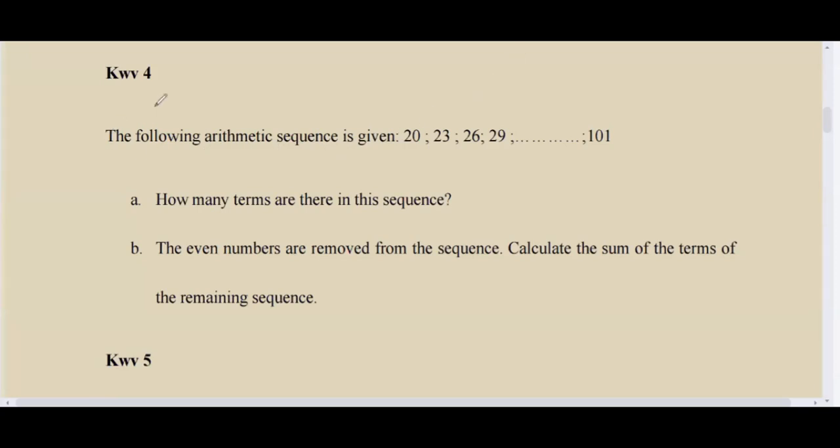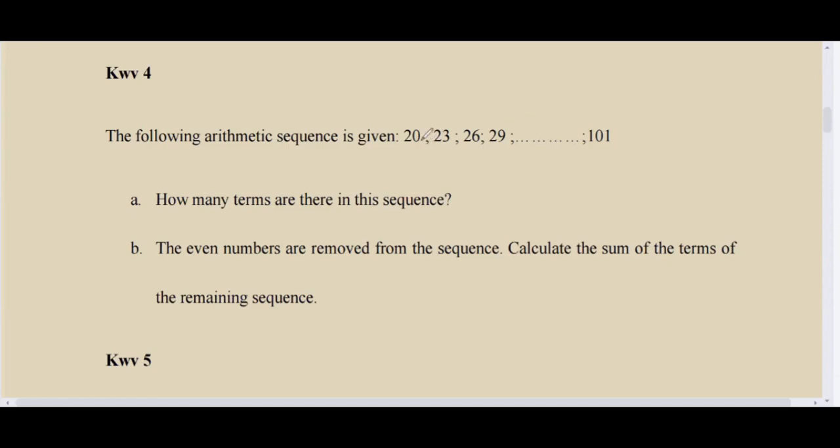Okay, so let's look at activity number 4. It says the following arithmetic sequence is given. We have 20, 23, 26, 29, and then we skip a whole lot of values. Then we have 101. So right now, in order to prove that this is an arithmetic sequence, we know that we have to find whether it has a common difference.